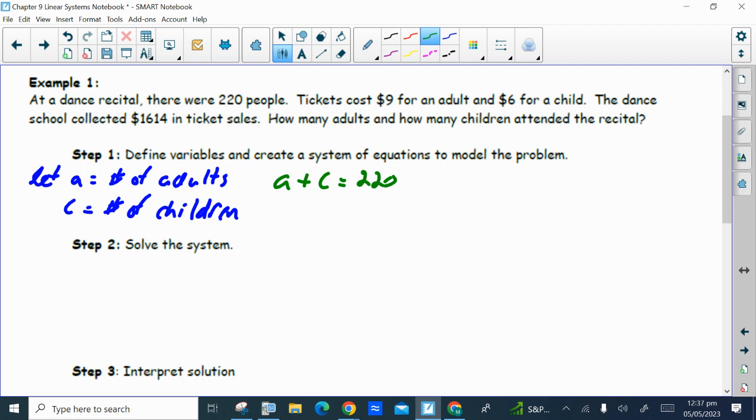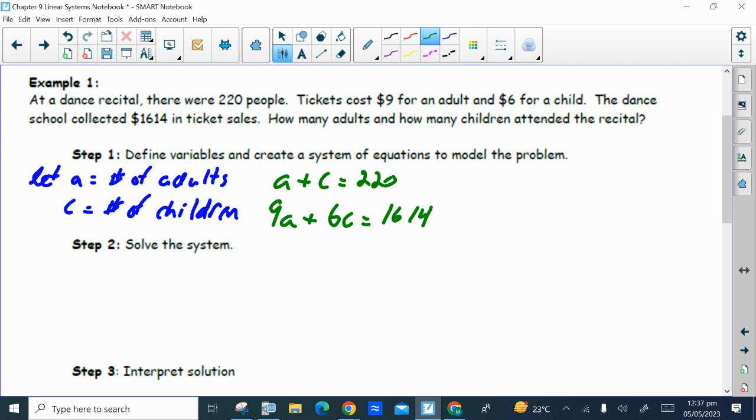Each adult ticket costs $9. There are A adults times $9 per adult. So the total amount of money collected from adult tickets would be 9A. Plus, there are C children, and each children's ticket costs $6. So the total amount of money collected from children's tickets would be 6 times C. And the total amount collected for both is $1,614. There's our second equation.